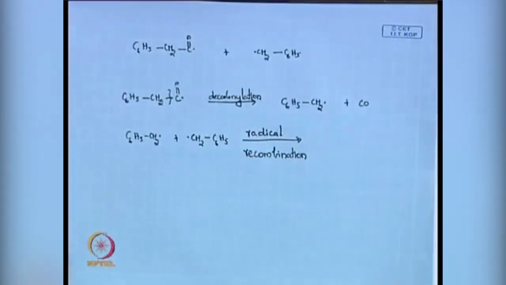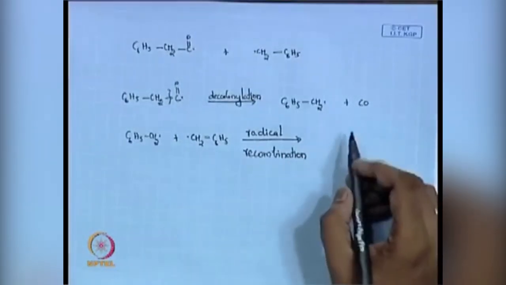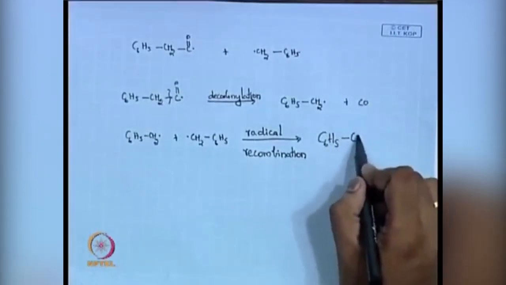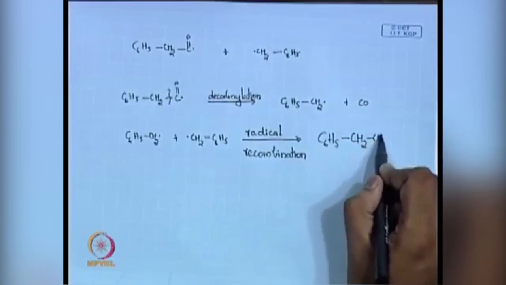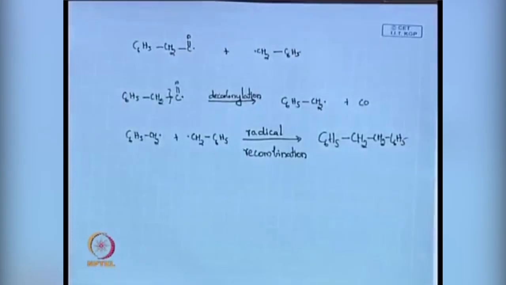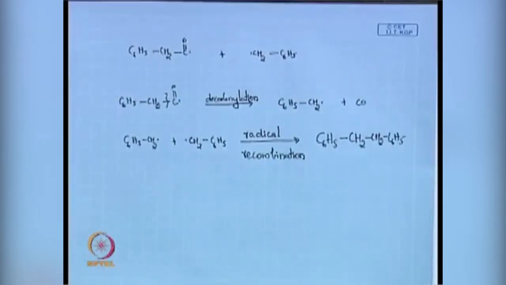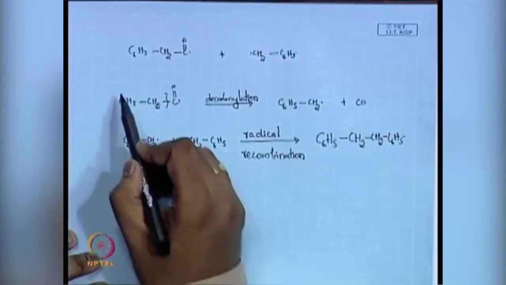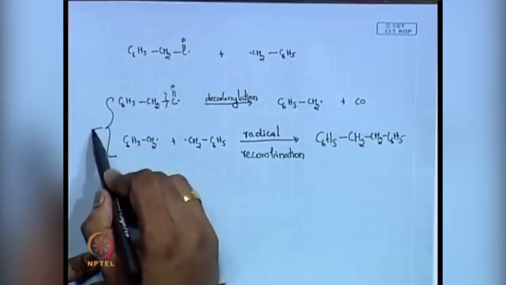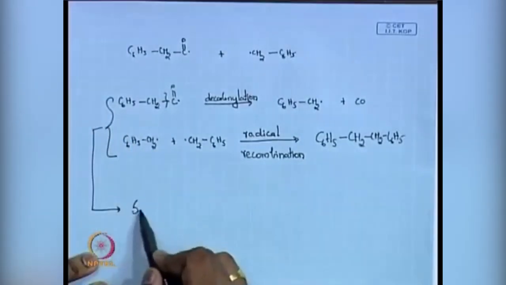the alkyl radical to get radical recombination. Okay. So, I get this. So, these two processes, you call this as secondary.